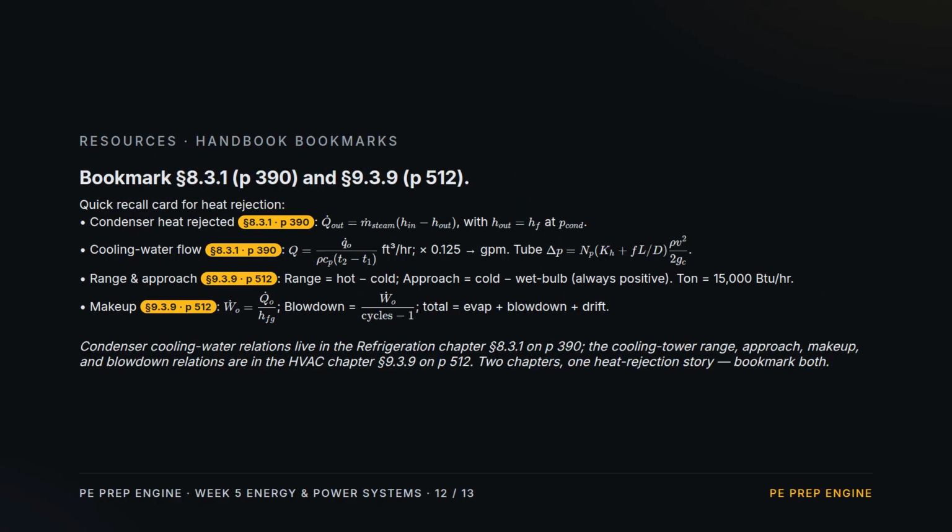Bookmark the 2 pages. The condenser heat rejected, mass flow times the enthalpy drop, with the exit as saturated liquid at the condenser pressure. The cooling water flow, load over density times specific heat times the temperature rise, in cubic feet per hour times 0.125 for GPM, plus the tube pressure drop. Range and approach, hot minus cold and cold minus wet bulb, with the ton at 15,000 BTU per hour. And makeup, the load over latent heat plus blowdown over cycles minus 1. 2 chapters, 1 heat rejection story.